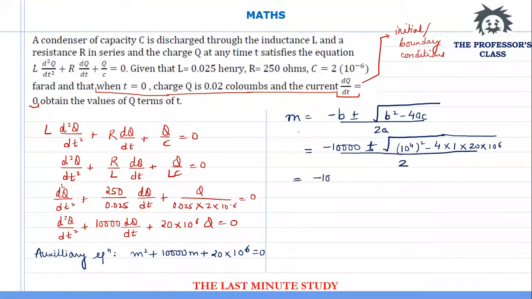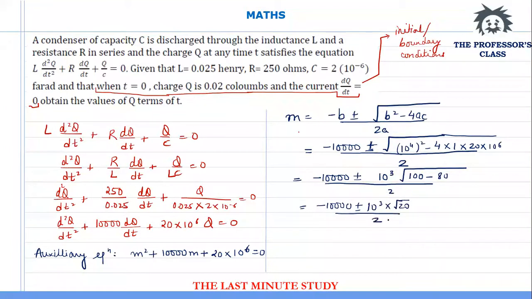So let's solve this up. You'll get minus 10,000 over here plus or minus. From here you can take out 10 raised to 6 common. So if you take 10 raised to 6, the root of 10 raised to 6 is 10 raised to 3. What will be left inside here in this part, 10 raised to 2 will be left, that is 100. And here 80 will be left. So you'll be left with root 20 divided by 2. Or this becomes minus 10,000 plus or minus 10 raised to 3 into root 20 divided by 2.